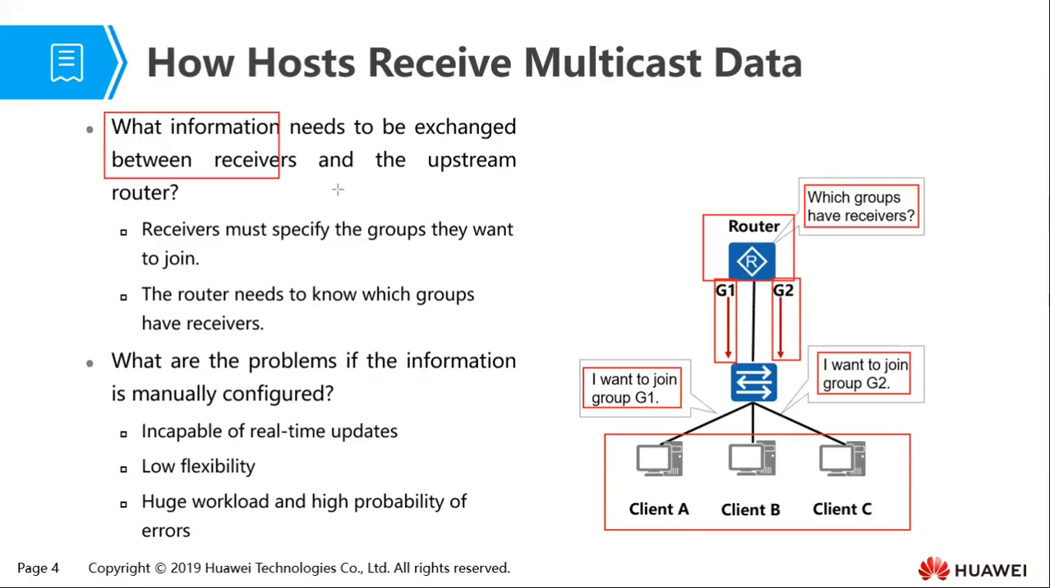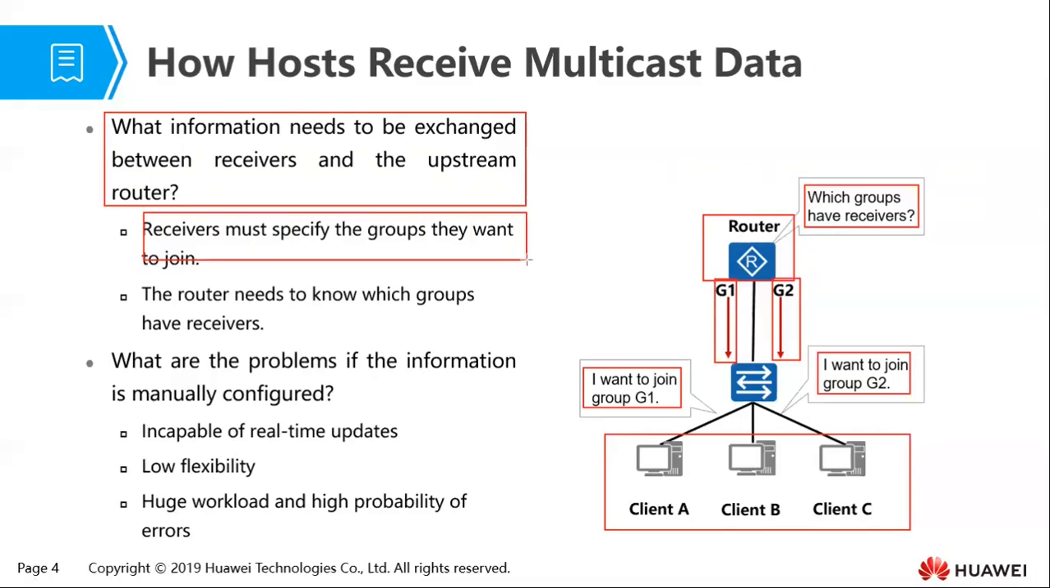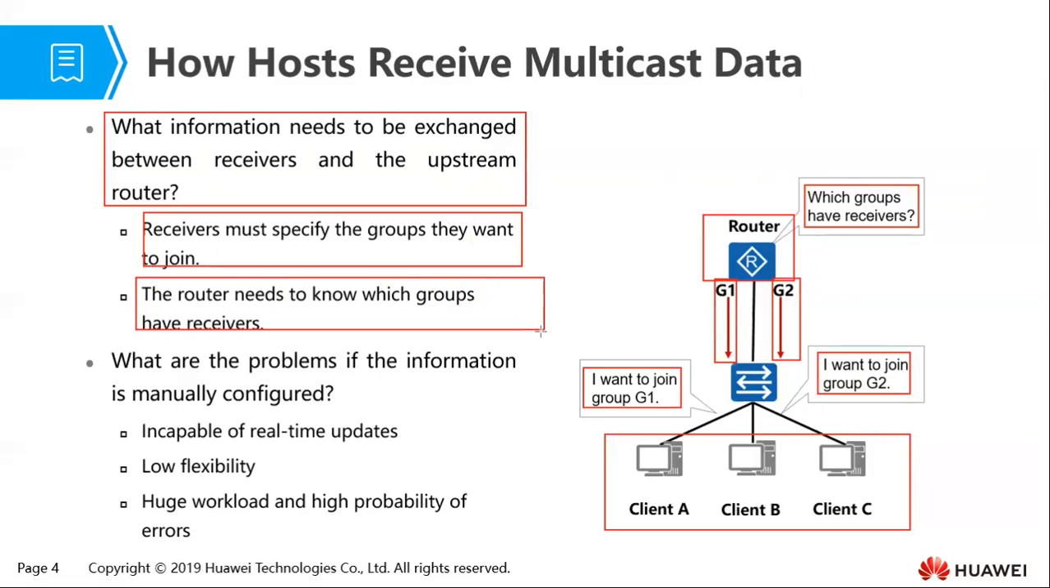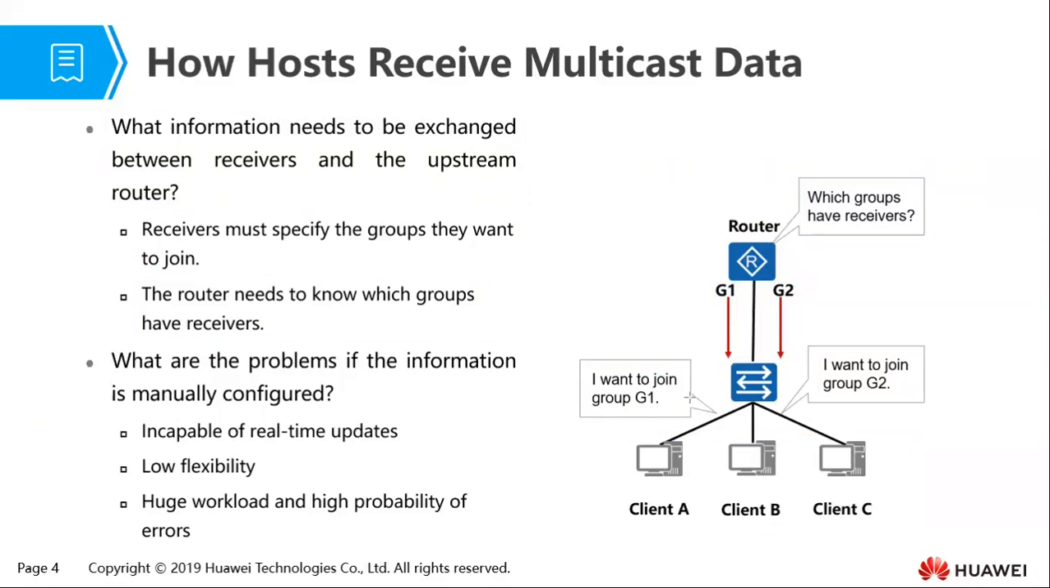So let's look here. What information needs to be exchanged between the receiver and the upstream router? Number 1, the receiver must specify the group that they want to join. Number 2, the router needs to know which groups have receivers. Why does the router need to know which groups have receivers? So that it doesn't send multicast packets if there is no receiver in that network segment. Now, this can be specified manually on the router, that in this network segment, we have members that are in group 1 and in group 2, and you can also specify manually in the router that client A is in group 1 and client C is in group 2.